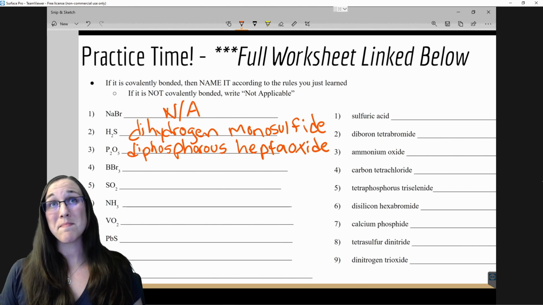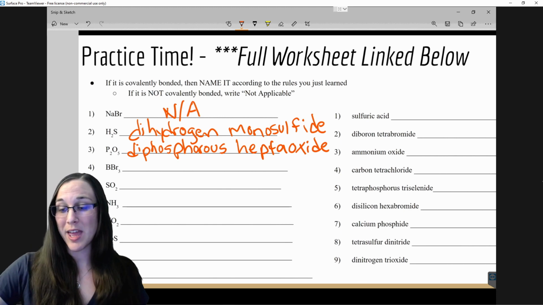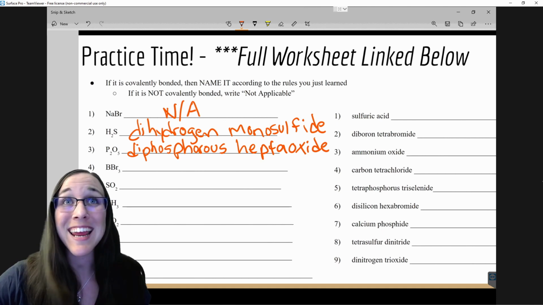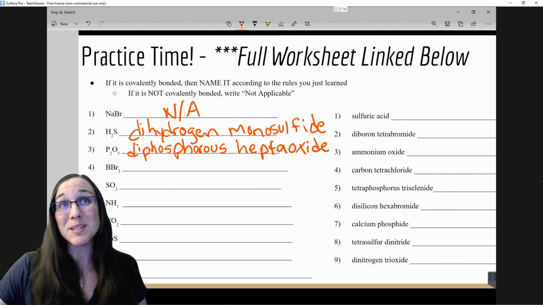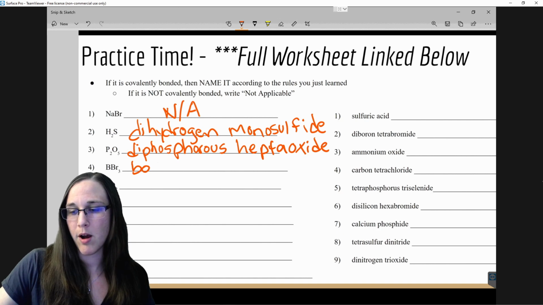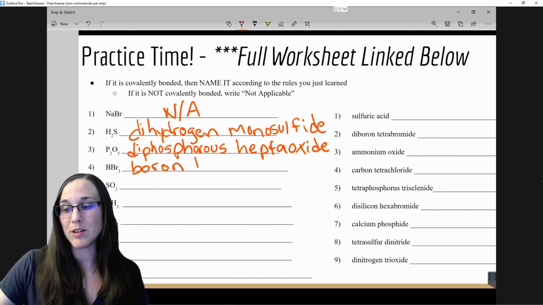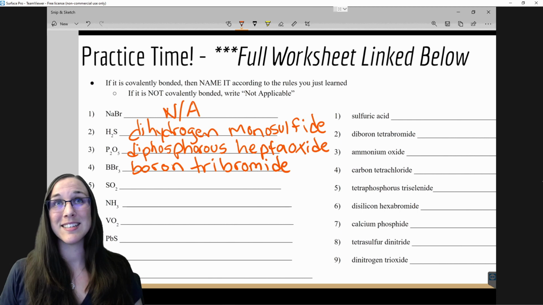We have BBr3. All of those atoms present are nonmetals. So we have one boron, so we're going to say monoboron. Just kidding. Remember the first one we don't say mono for. It would just be boron. And there are 3 bromine atoms. So that would be tribromide, and end in ide.